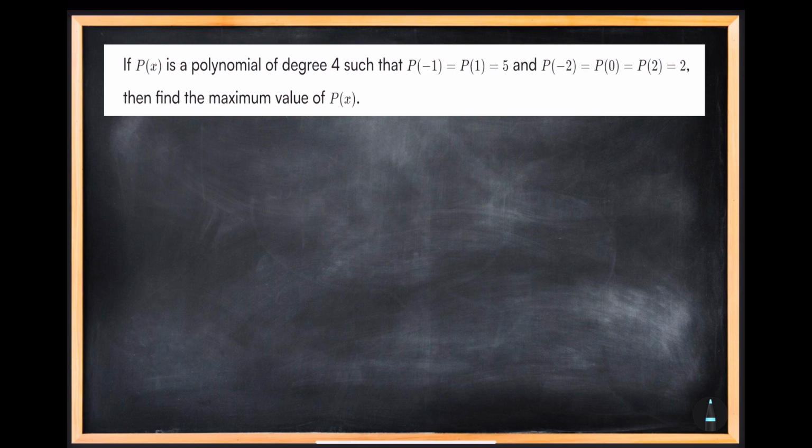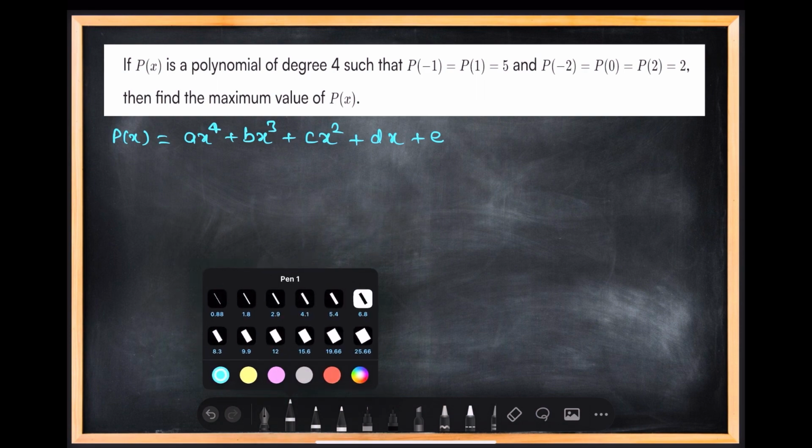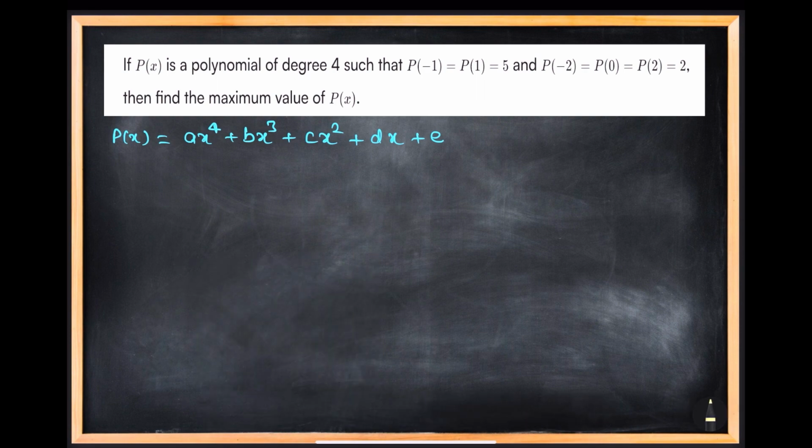To solve this question, we need to find out first who is p of x. So let's try to crack it. According to them, p of x is a 4-degree polynomial. So let's write down the standard form. It is ax power 4 plus bx power 3 plus cx square plus dx plus e. Now we have to find these arbitrary constants a, b, c, d and e.